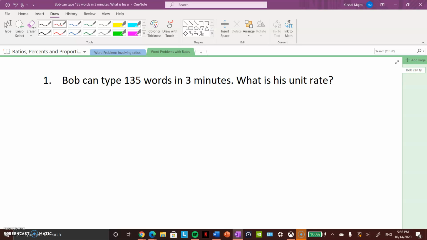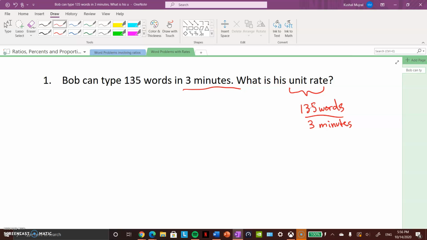What's his unit rate? So when we're talking about unit rate, and if we have time, then time goes at the bottom. So unit rate is basically a fraction. So that would be 135 words divided by 3 minutes. You've probably heard of words per minute in terms of typing speed, so that gives you a really good hint.